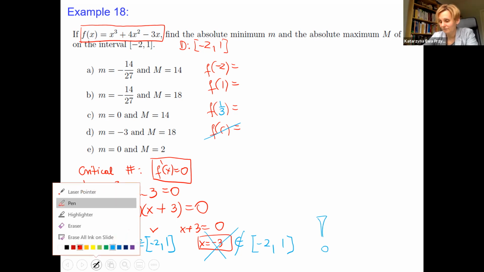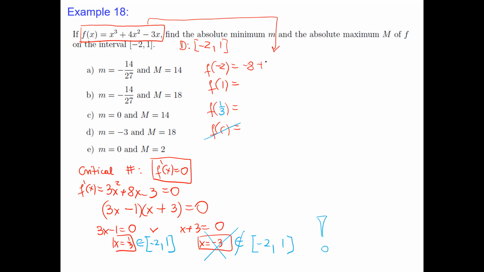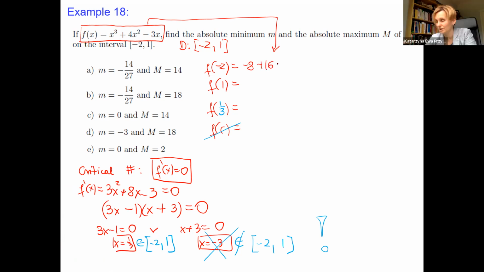Okay, ready to finalize the session with some arithmetic? We will always use the original function. -2 cubed is -8. 4 times 4 is 16. You may check. -3 times -2 is +6. That gives 14. We see 14. Okay, now 1. 1 will be easy. 1 plus 4 minus 3 is 2.